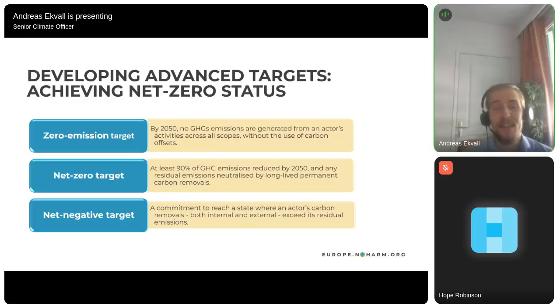The third is a net negative target. This advanced commitment requires an institution to move beyond a neutral balance, reaching a state where its verified carbon removals actively exceed its residual emissions. Crucially, this target must be achieved through rigorous permanent removals.